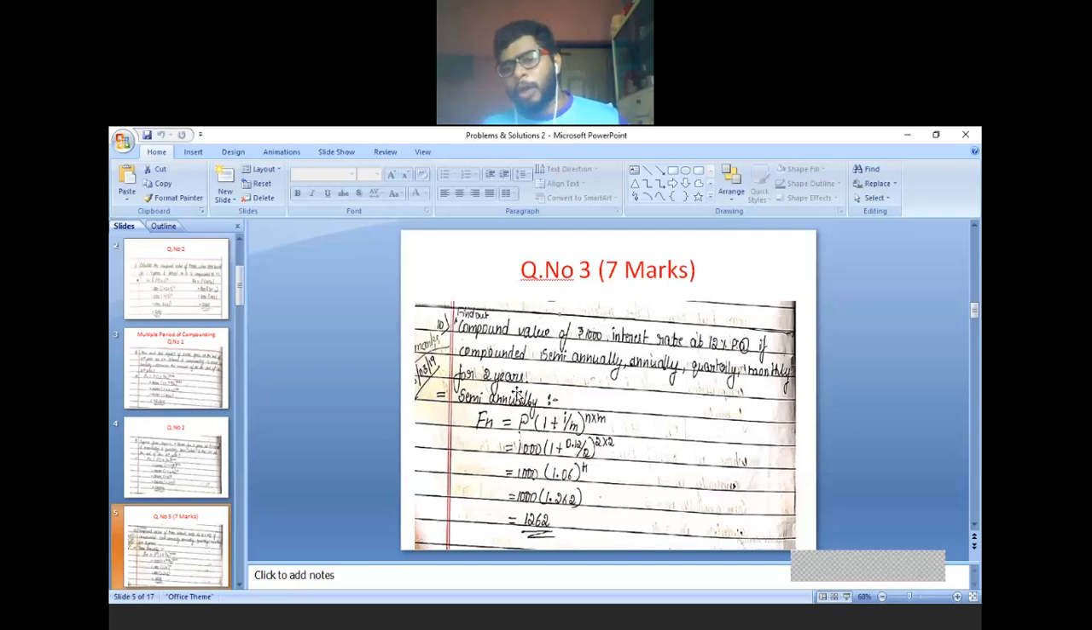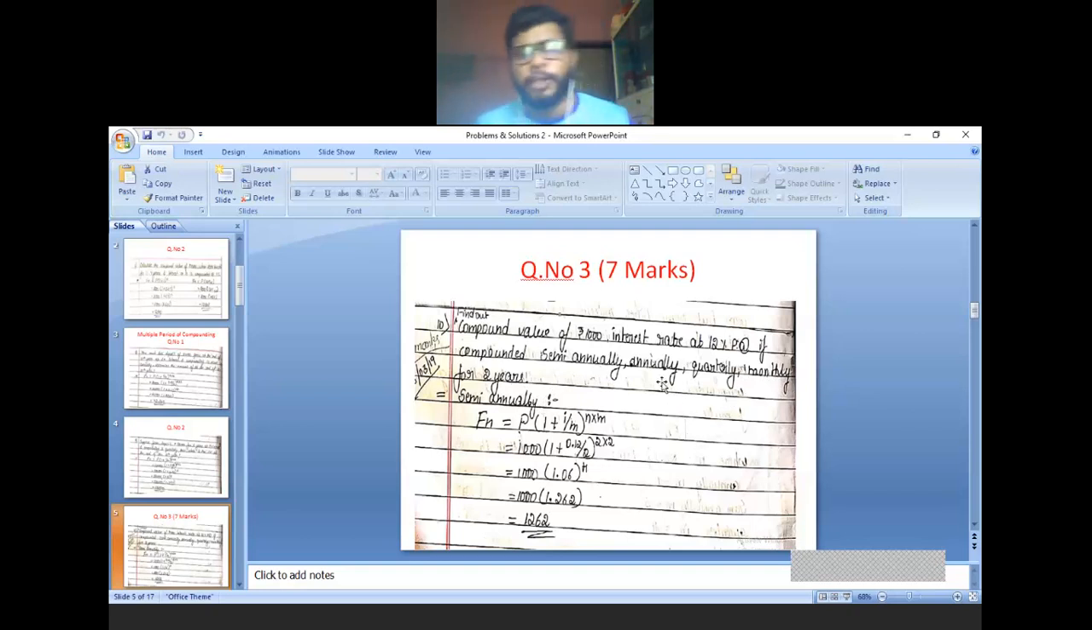So N is equal to how many years? 2 years. You have to calculate for semi-annually, that time M is equal to 2. If you have to calculate annually, that time M is equal to 1. Try to understand. Annually means M is equal to 1. Only once in a year they are calculating the interest. Then quarterly M is equal to 4. And monthly M is equal to 12. And so you have to calculate the compound value.